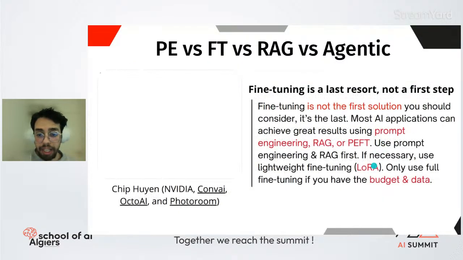Let's go to fine-tuning, and I want to cite Chip Huyen. She worked at NVIDIA. She is a founder. She works a lot in AI, and she's also the author of two books on LLMs, maybe more, but the ones I know are AI Engineering and Designing Machine Learning Systems. She is really good when she explains efficiency in LLMs. She's talking about fine-tuning here, and she said that it is the last resort. It is never the first step.